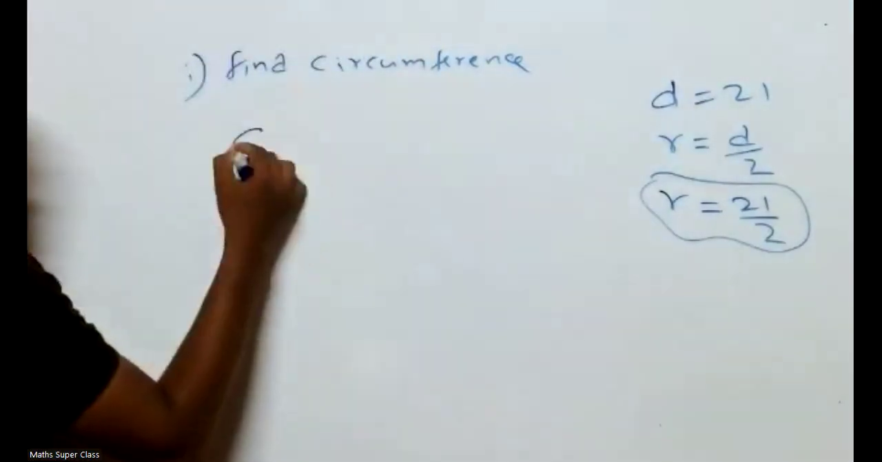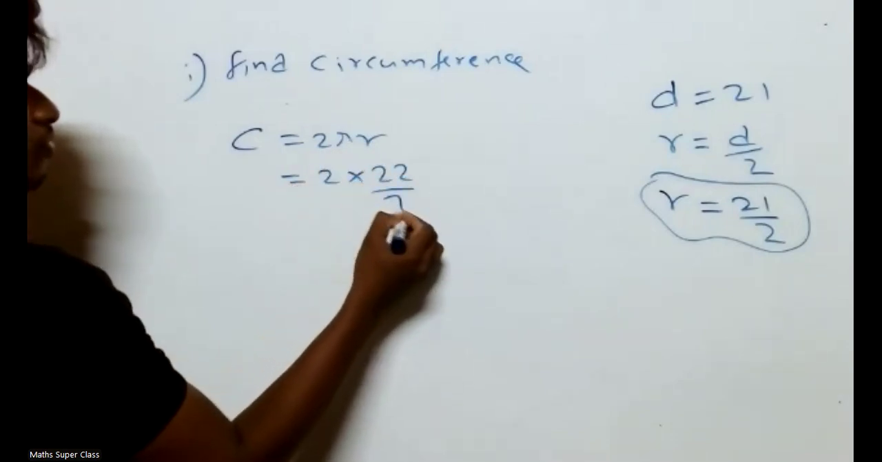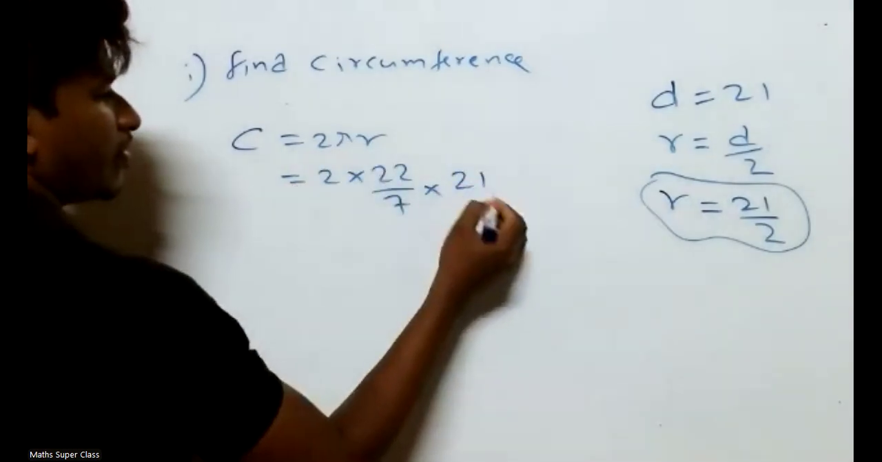C equals 2 pi r. Pi means 22 over 7. r means 21 over 2.